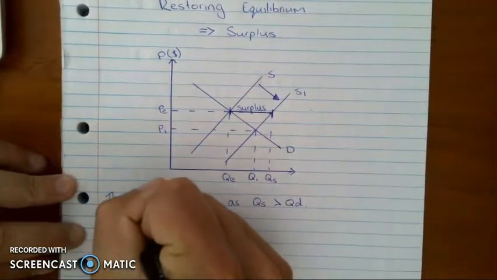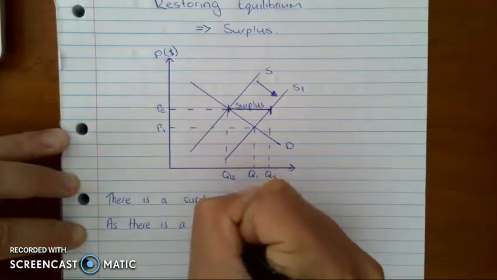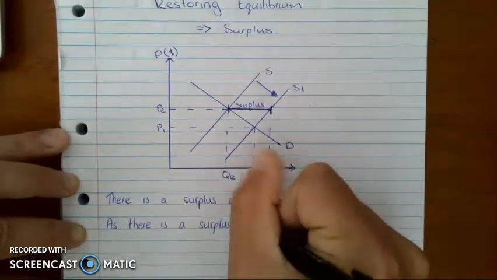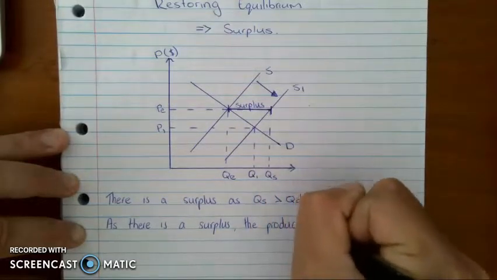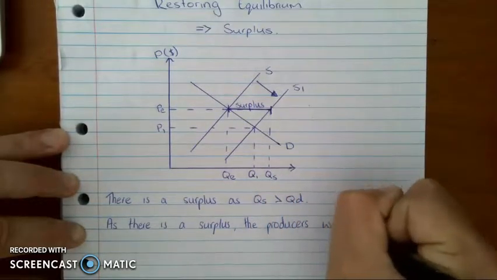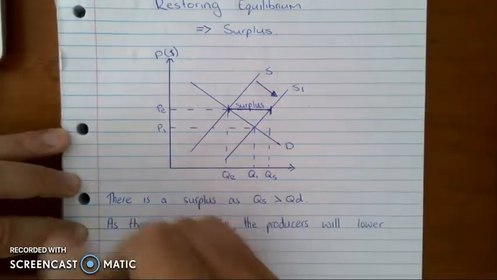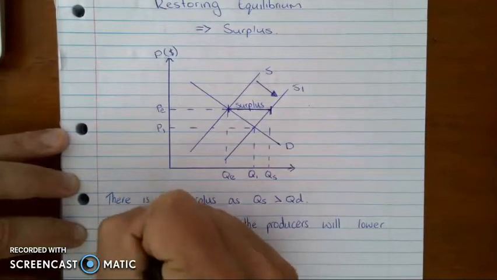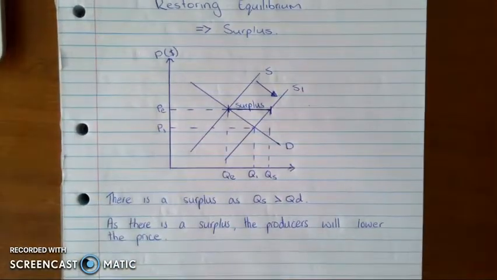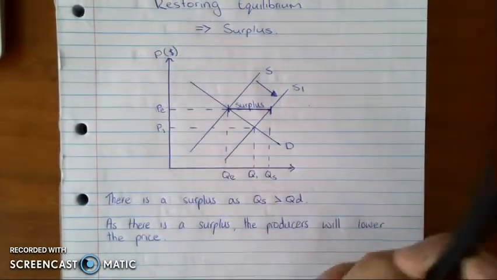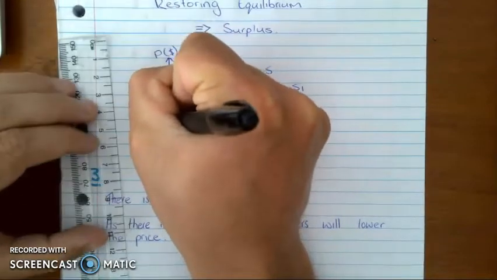So, as there is a surplus, the producers will lower the price. We know this because PE has to come down to P1. So at this point, we can put an arrow in here and say that's lowering.